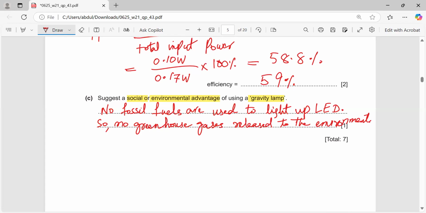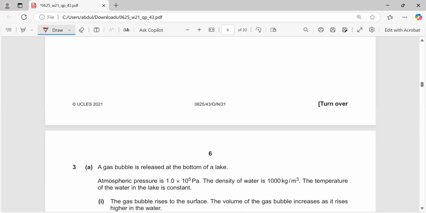When the fossil fuels will be used to boil water, to turn it into steam, to turn the turbine, and ultimately to turn the coil of the generator. So of course, burning fossil fuels means greenhouse gases are released to the atmosphere, causing environmental pollution. In this case, no fossil fuels are used up. So that is a beneficial, some sort of positive approach.